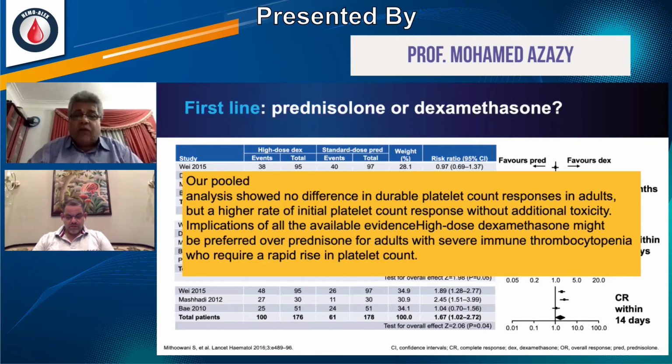The implication of all of the available evidence: high-dose DEXA might be preferred over prednisone by some physicians for adults with severe ITP who require a rapid rise in platelet count. But yet again, the pooled analysis of more than 20 reliable studies showed that there is no durable platelet count response difference between prednisolone versus dexamethasone.